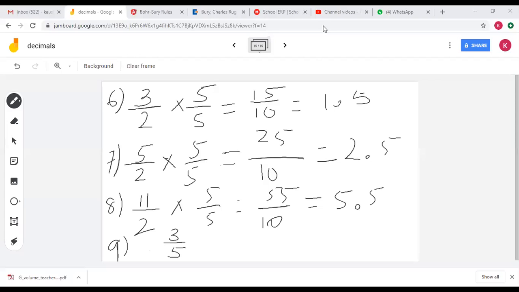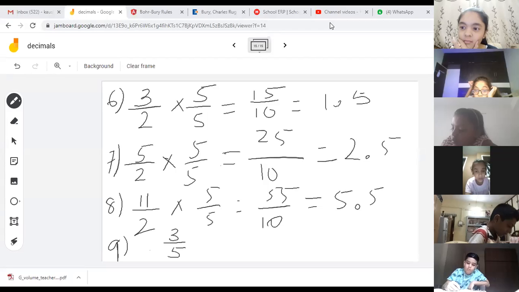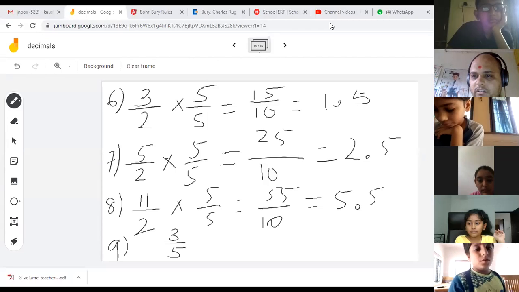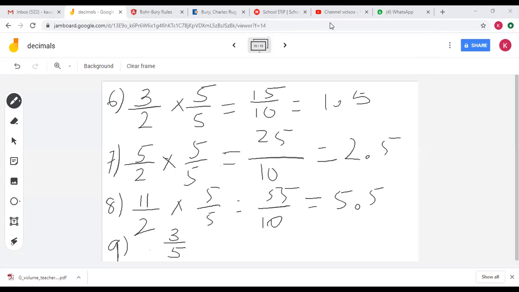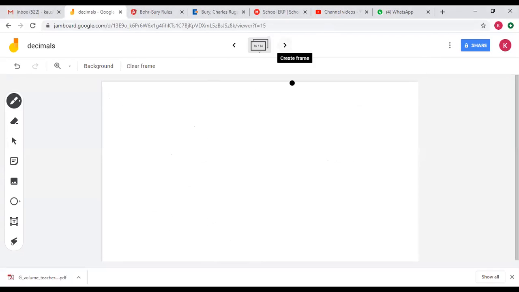Very good. Good job. See here, Nirja. Okay, good. So here we have to convert the denominator into 10, and for that we have to multiply it by 2, which is 6 upon 10, which is going to be 0.6. Correct answer is 0.6. Very good.